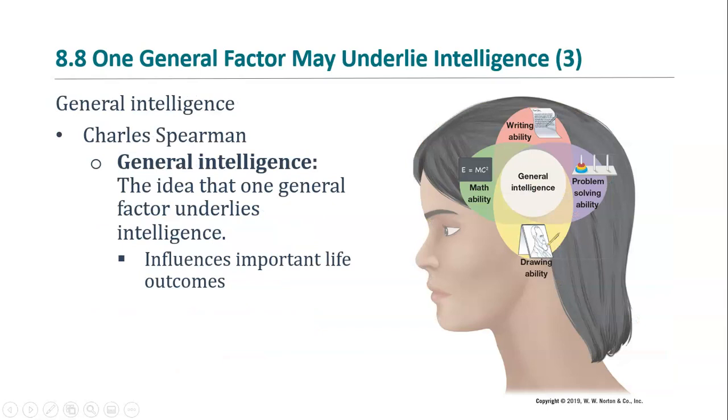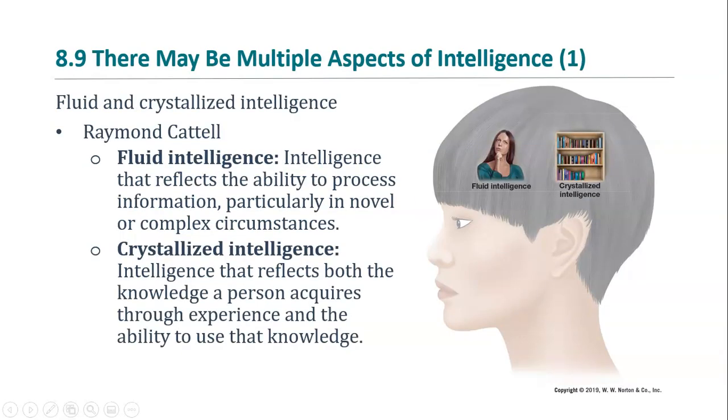The first person to come up with the idea of a general intelligence was the statistician Charles Spearman. He argued that there are multiple skills that all rely on a general ability to think and reason and learn. He also argued that there were specific intelligences as well.